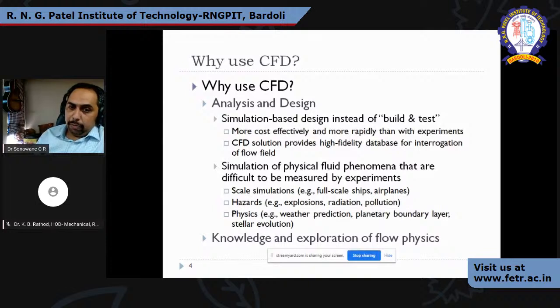Next, we can simulate fluid flow phenomena that are difficult to measure by experiments. I have already given one example, like hazards, where you have explosion modeling, radiation modeling, pollution modeling. This kind of experiment is not easy to build, and it is also not cost effective. The testing costs for those are very huge, and there is a lot of risk involved in testing such hazardous phenomena. Along with that, we can do full scale simulations.